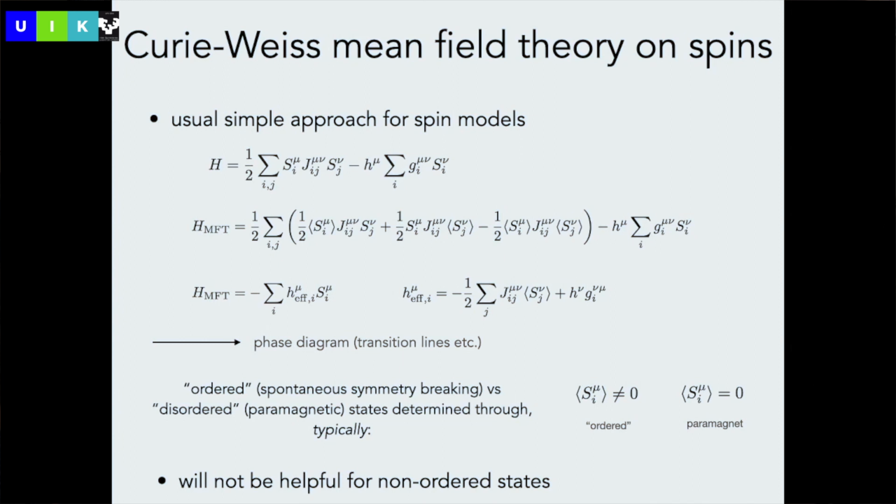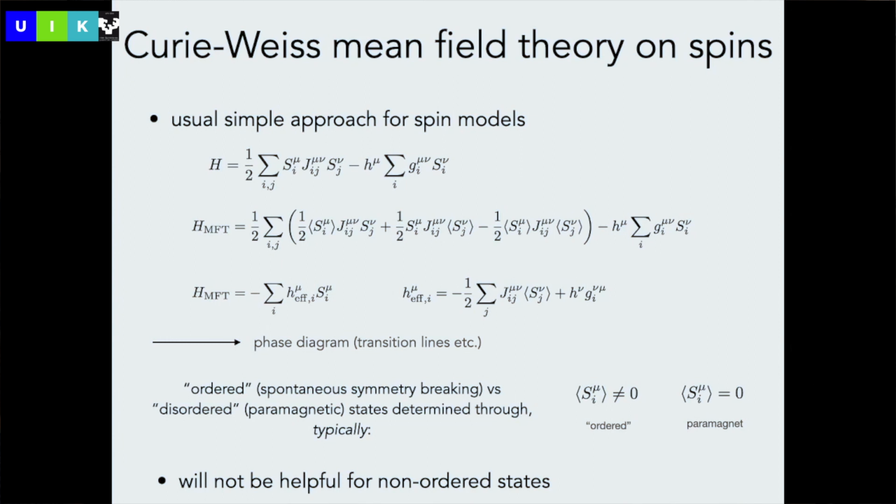And what's going to distinguish your ordered phase from your paramagnetic phase, according to Landau's theory of phase transitions, is the expectation value. If you solve this self-consistent equation and find that the expectation value of the spin is non-zero, then you are in the ordered phase. And if you solve this and find that the expectation value is zero, then you're in the paramagnet, and that distinguishes your phases.